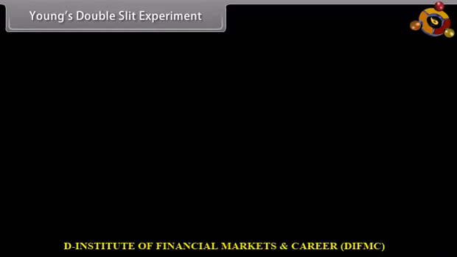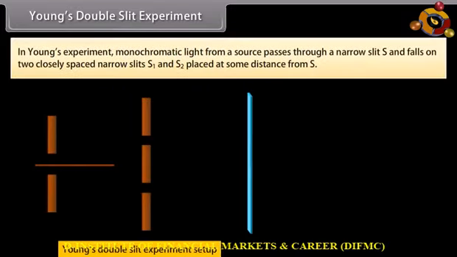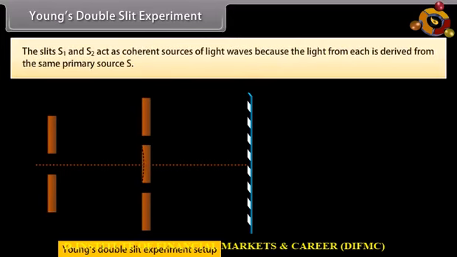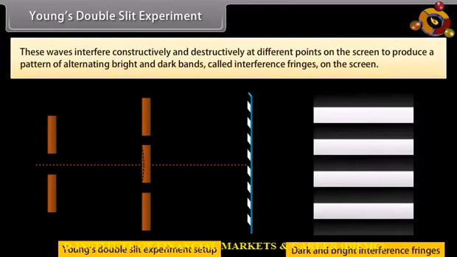Young's double slit experiment. In Young's experiment, monochromatic light from a source passes through a narrow slit S and falls on two closely spaced narrow slits S1 and S2 placed at some distance from S. The slits S1 and S2 act as coherent sources of light waves because the light from each is derived from the same primary source S. These waves interfere constructively and destructively at different points on the screen to produce a pattern of alternating bright and dark bands called interference fringes on the screen.